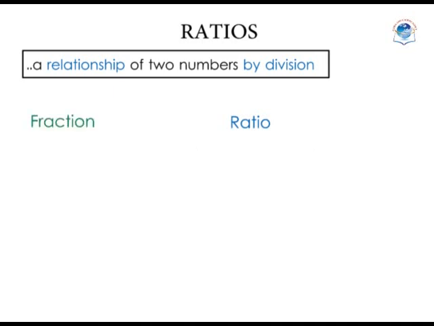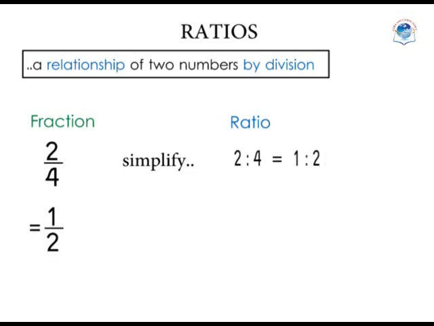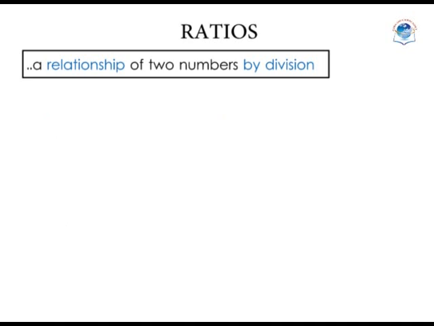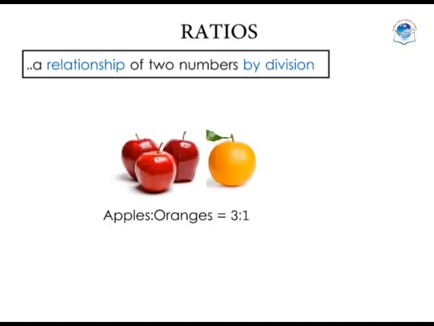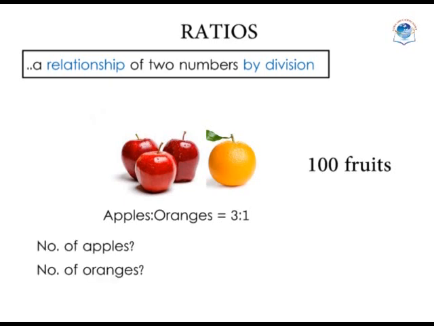And just like fractions, we can simplify ratios. The same way that 2 over 4 is equal to 1 over 2, 2 to 4 is equal to 1 to 2. Now this is where it gets interesting. Given a ratio, we can express each item as a fraction of the total number of items. For example, in the fruit basket, the ratio of apples to oranges was 3 to 1. Suppose that the basket has 100 fruits. How would we know the number of apples and oranges?